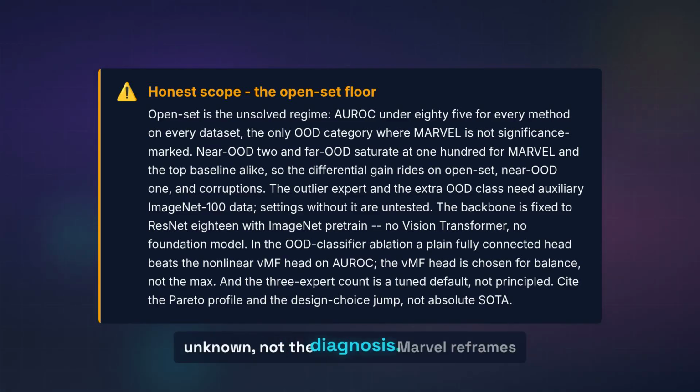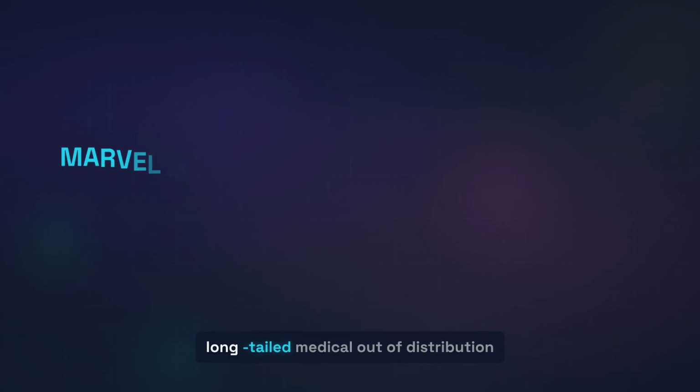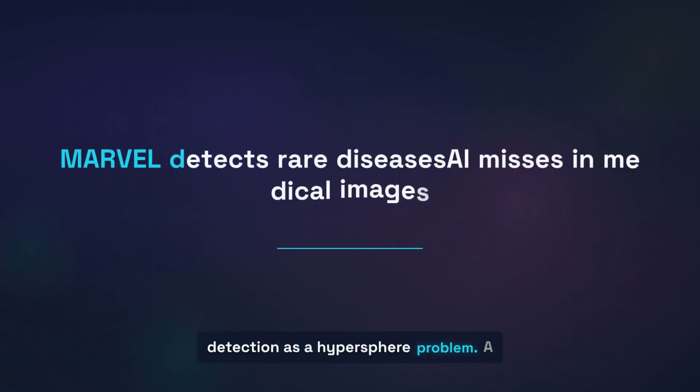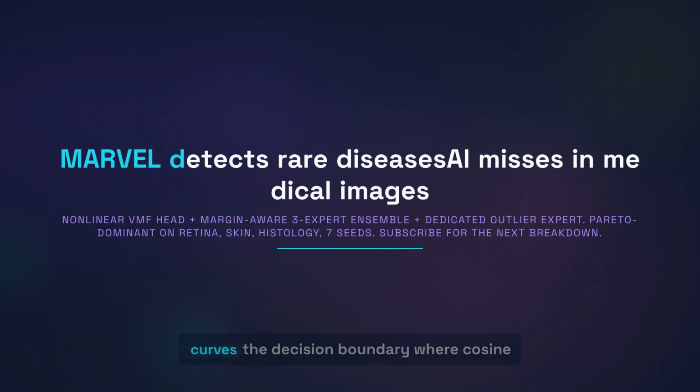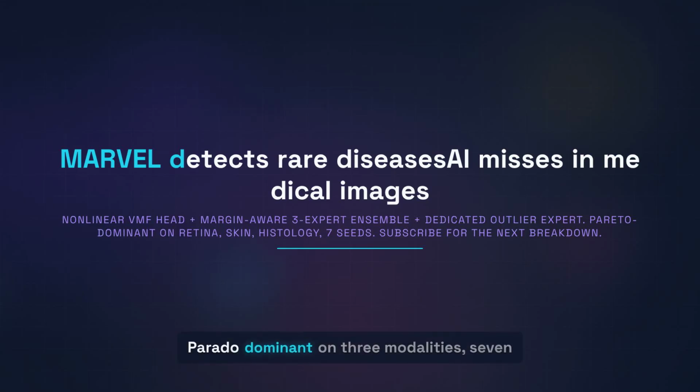Defer the unknown, not the diagnosis. Marvel reframes long-tailed medical out-of-distribution detection as a hypersphere problem. A nonlinear von Mises-Fisher head curves the decision boundary where cosine draws a flat line. A margin-aware 3 expert ensemble covers head, balanced and tail, and a dedicated outlier expert adds a global boundary. Pareto dominant on 3 modalities, 7 seeds, with the open set floor and the selective baseline gap, both carried honestly.